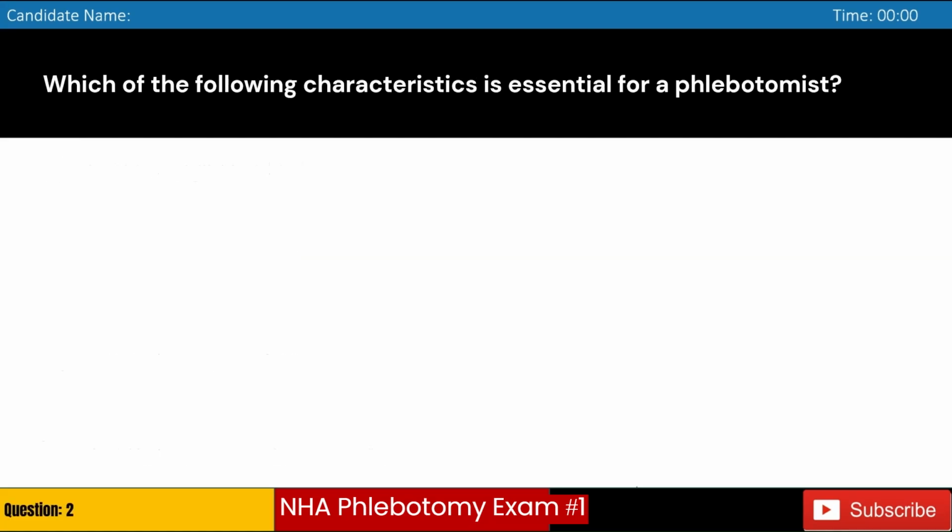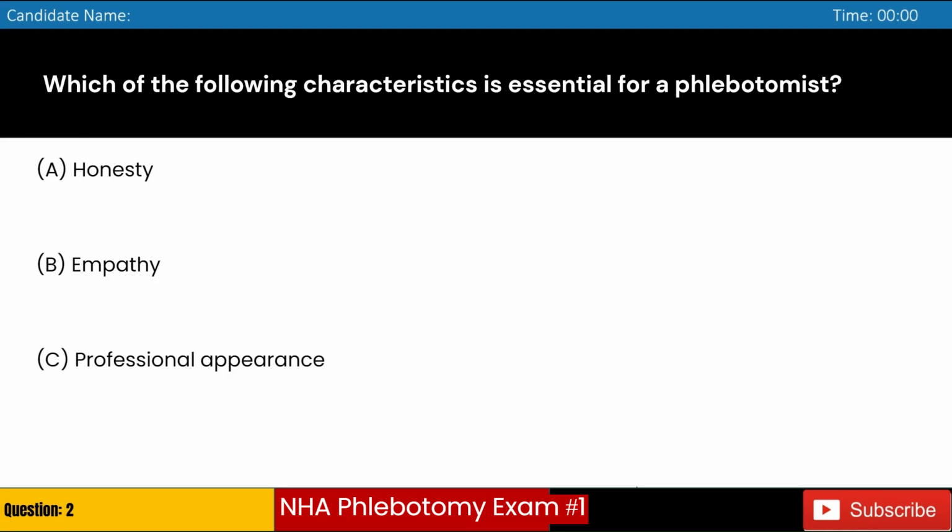Which of the following characteristics is essential for a phlebotomist? A. Honesty. B. Empathy. C. Professional appearance. D. All of the above. Answer D. A phlebotomist should exhibit honesty, empathy, and maintain a professional appearance.